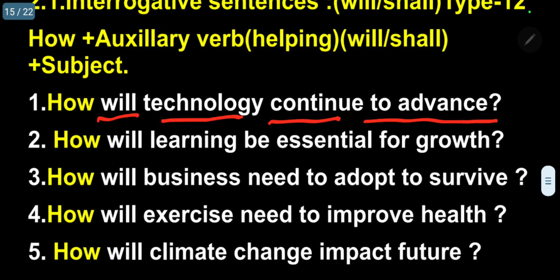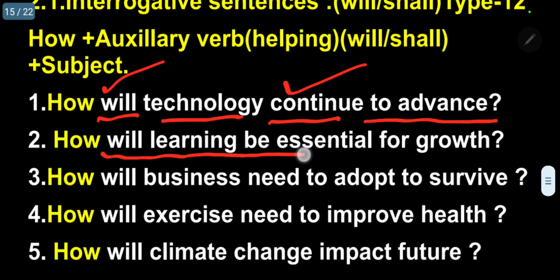Shall, will, may, can will not act as a main verb. The main verb will always be separate. This is the most important point you must remember. So how will technology continue? Continue is the main verb, will is the auxiliary.